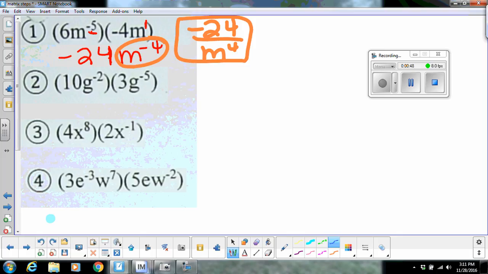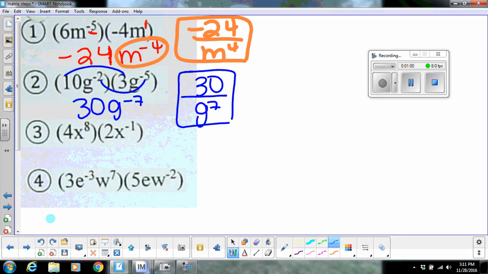All right, similarly, you'll see on number 2, we're going to multiply our big number, so that gives me 30. We're going to add our exponent, so that's g to the negative 7. So again, the 30 will stay on top, but the g to the negative 7 moves to the bottom and becomes positive.